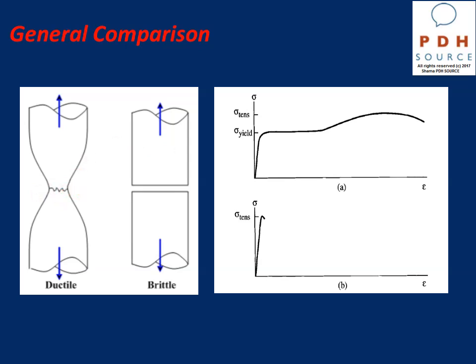On the other hand, brittle fracture is characterized by little energy absorption. In this case, there is no elongation and there is no reduction in area.